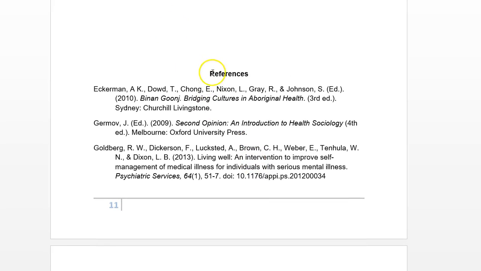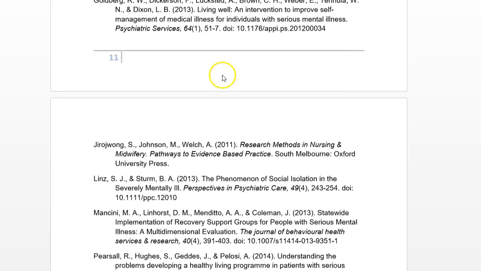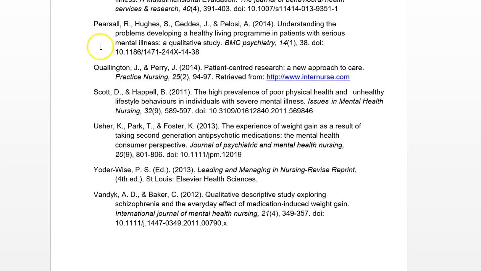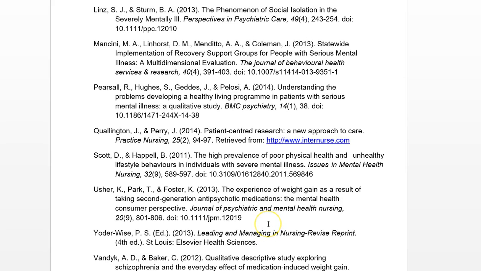Now, they haven't started their references on a new page, and this article was not referenced itself. So while this is a pass, there are some issues with this particular paper, and they would get quite a few comments throughout talking about how I would want them to look at that. So it's a pass, but it's not going to achieve a higher mark. And I hope this has been useful for you.